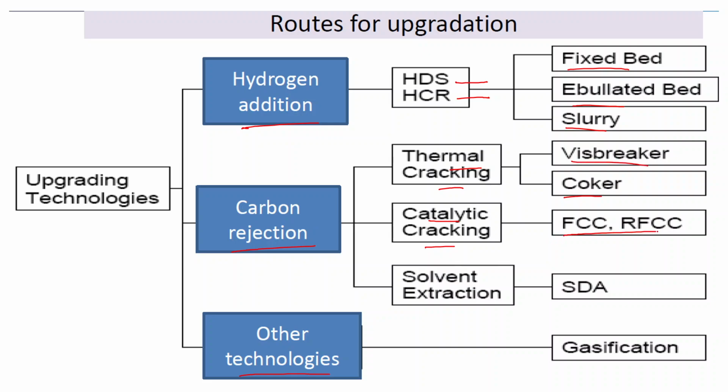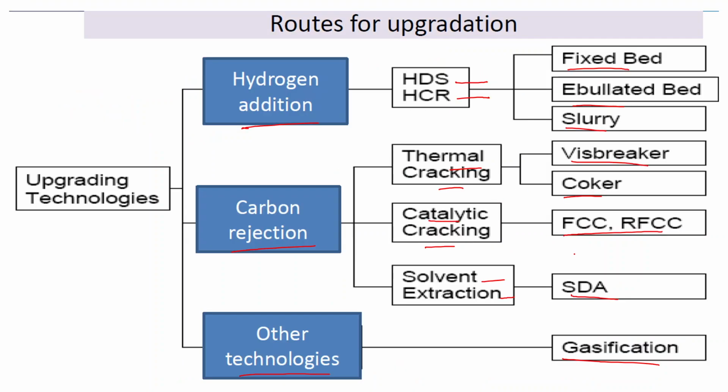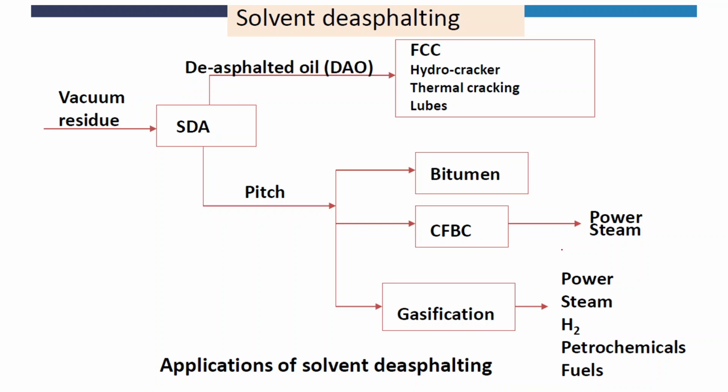And catalytic cracking is FCC and RFCC, that is fluidized catalytic cracking and residual fluid catalytic cracking. And the third carbon rejection method is solvent extraction, which is solvent deasphalting. Other techniques include gasification, that is conversion of liquid fuel into gaseous fuel. So the first technique we will be talking about is solvent deasphalting.